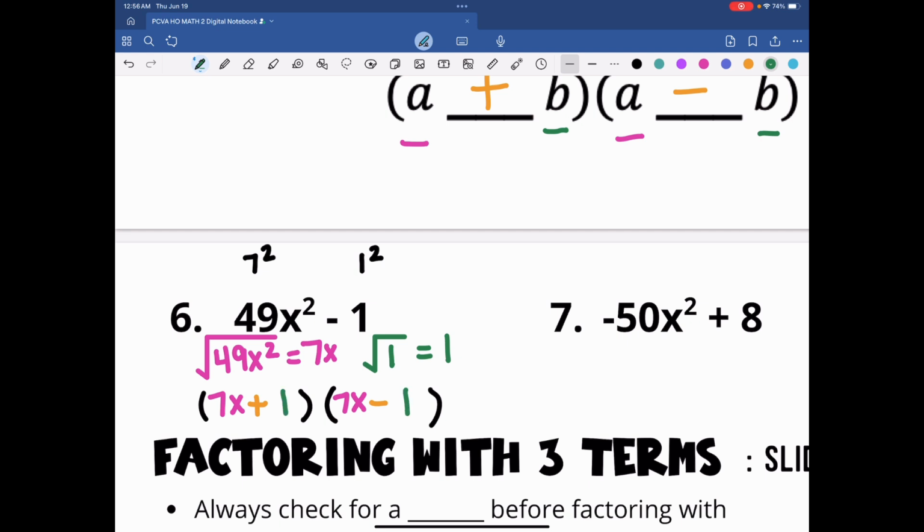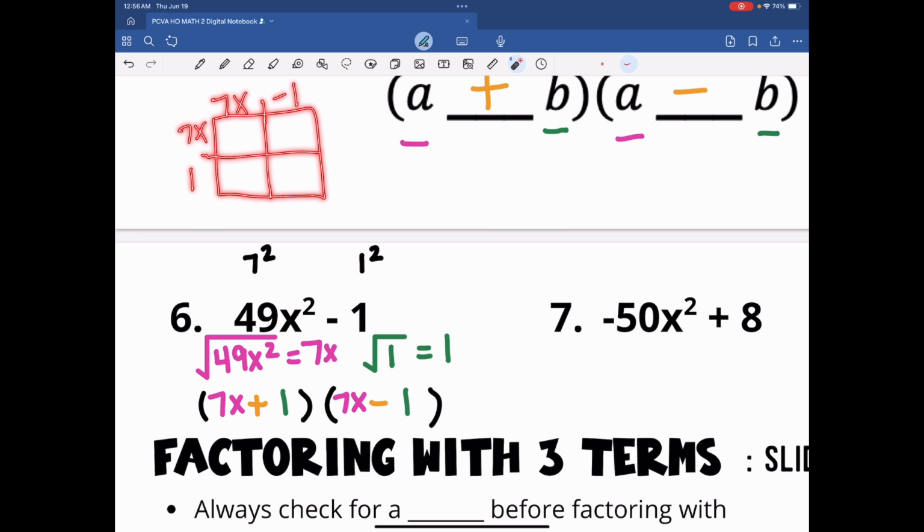Okay. Now, why does this method work? Because if I were to multiply these two things back out, I'm going to just show you my little box and multiply it out. So we got 7x and 1, 7x and negative 1. So that's going to be 49x squared. That's going to be negative 7x. This is positive 7x. And this is negative 1. And these two are going to cancel each other out, which is why we have to have a plus and a minus. So because they cancel each other out, I'm only left with 49x squared minus 1, which was the original problem over here.